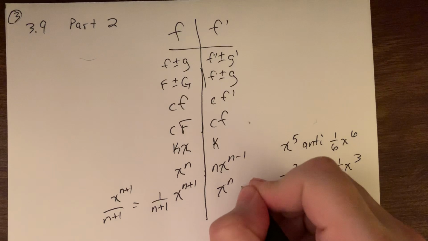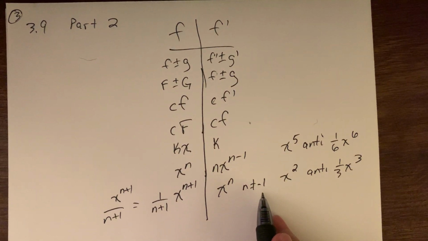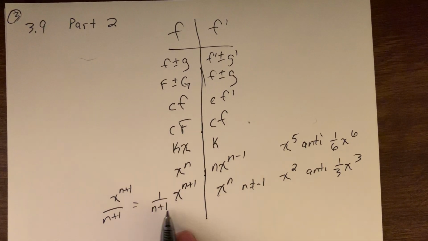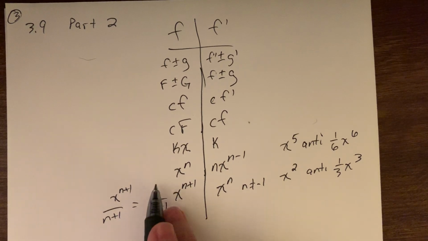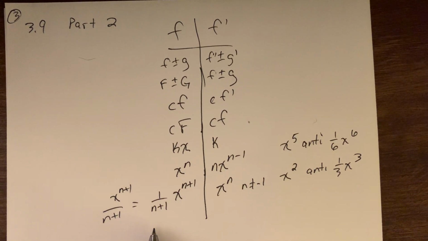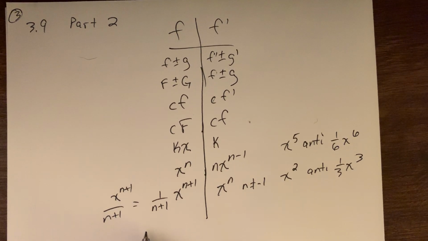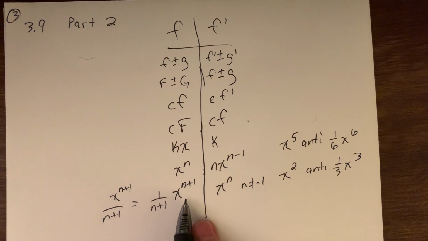The catch is that this rule works for all n except -1. If you take x to the -1 and try to do this, you get x to the -1 plus 1, which is x to the 0, and a 1 over 0 out in front. That's goofed up for all kinds of reasons. 1 over 0 is going off to infinity, so you're getting infinity times x to the 0. X to the 0 is 1.